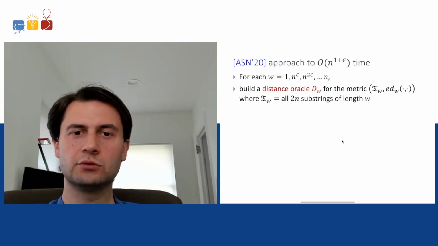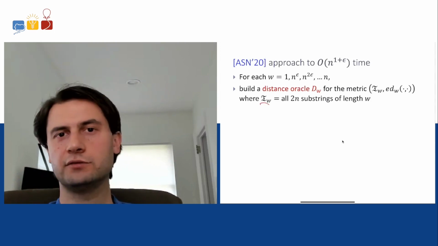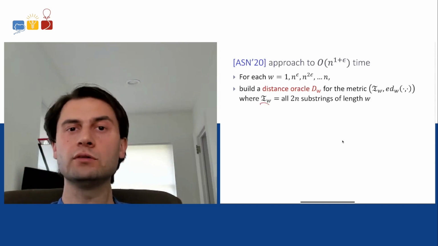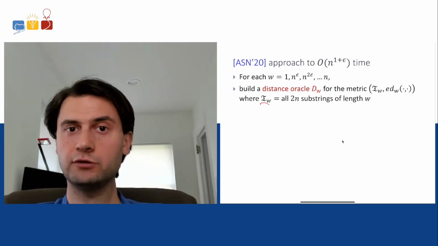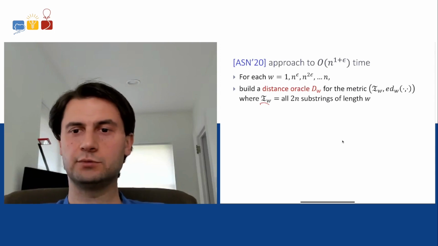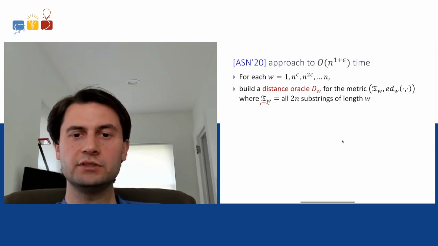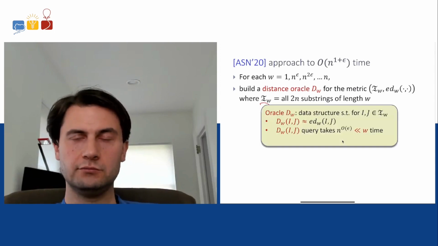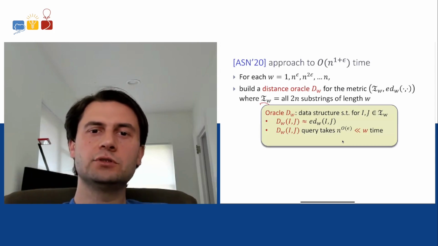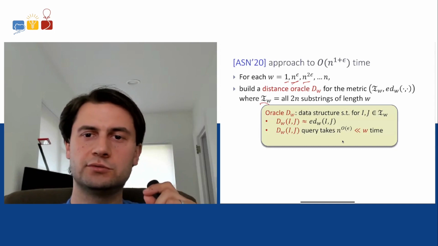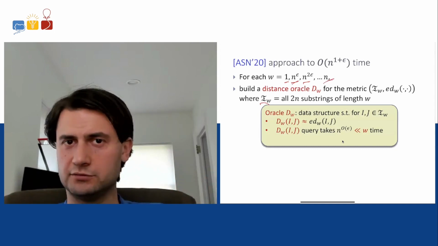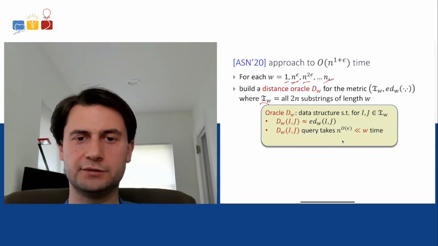Okay, so let I_W be all the strings of length W. These are all the blocks, right? Again, forget the non-overlapping aspect. We're back to overlapping strings, substrings, blocks. We'll build a data structure for fixed W, and W goes from the shortest strings of length 1, to n to the epsilon, n to the 2 epsilon, and so forth, until we take substrings of length n, which is basically the entire string.